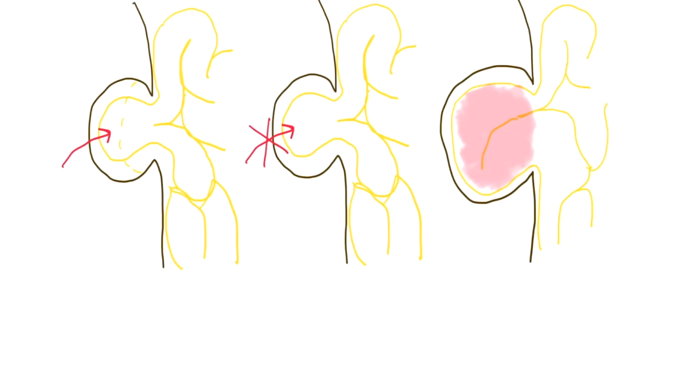This image shows the complications of inguinal hernias. On the leftmost side, we have an uncomplicated hernia. When the mass can be easily pushed back through the abdominal wall, it is known as a reducible hernia. The following two illustrations show the complications of an inguinal hernia.